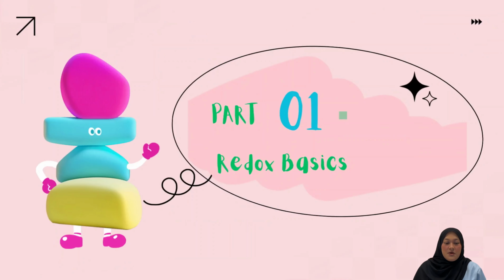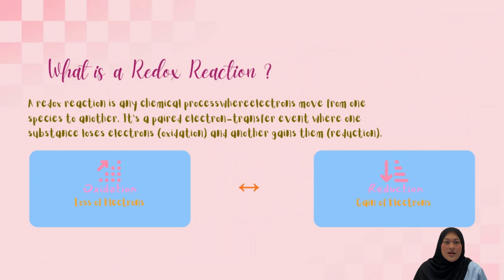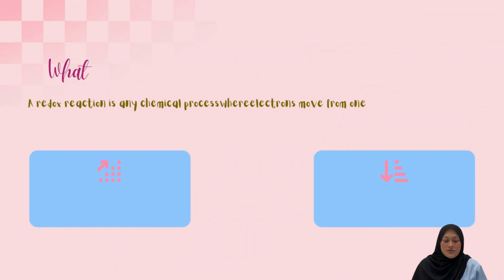Redox basics. What is a redox reaction? A redox reaction is any chemical process where electrons move from one species to another. It's a paired electron transfer event where one substance loses electrons, which is oxidation, and another gains them, which is reduction. Remember, oxidation is a loss of electrons and reduction is a gain of electrons.